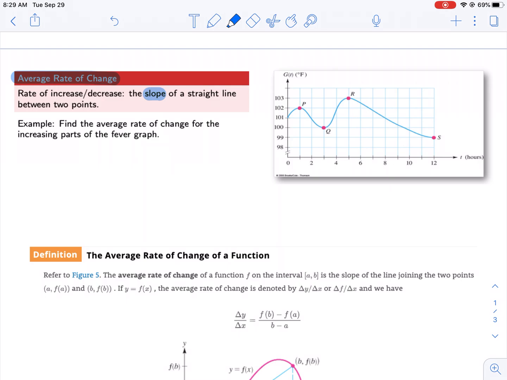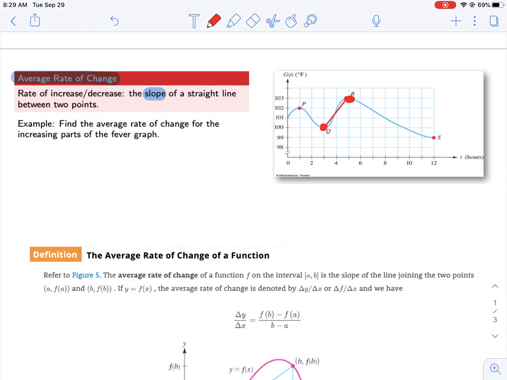So we're using the same graph from before. We're going to find the average rate of change for the increasing parts of the fever graph. Now, I'm just going to find one part. The other part will be the same, but I'm trying to find the slope right here. I'm actually going to use my line function. Okay, this is what I'm going to find. This is the increasing portion. Remember, if you go back to the beginning, Q to R is increasing. So I want to find the average rate of change for that increasing part.